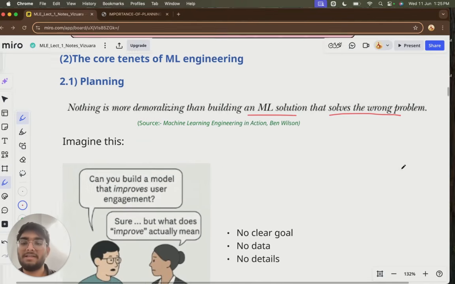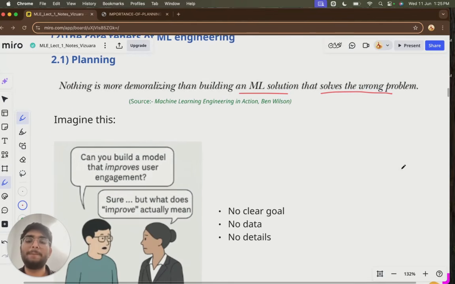Imagine this. Can you build a model that improves user engagement? Sure. But what does improve actually mean? If I was in this position, I would have definitely questioned what they just want, if they want more user engagement in email, and how they expect me to improve it. So what we observe from here is there is no clear goal.